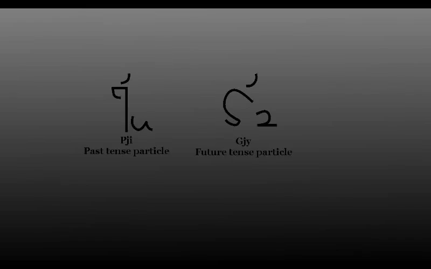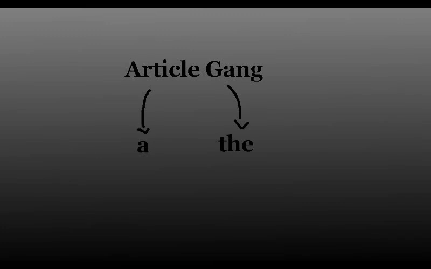But if you are specifying it, then you have to use the past particle pi and the future particle gya. Number 7. Articles. If you don't know what an article is, it's essentially a word like a or the, and in Kanakian, those words do not exist. You may be wondering how to communicate without words like a or the, but you can.